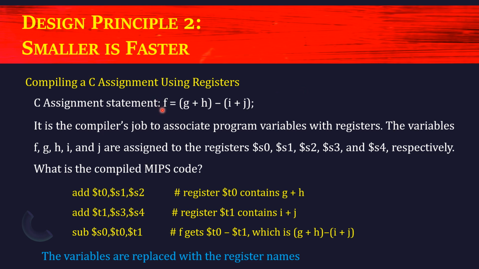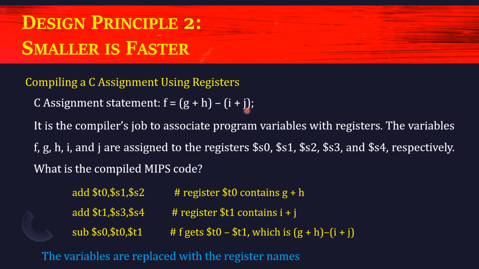Now let's consider the previous example, the statement f = g + h - (i + j). We are going to compile this C statement using registers. So it is the compiler's job to associate program variables with registers. The variables f, g, h, i and j are assigned to the registers $s0, $s1, $s2, $s3 and $s4 respectively.